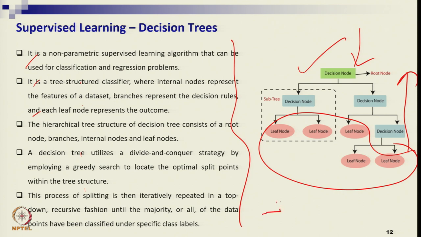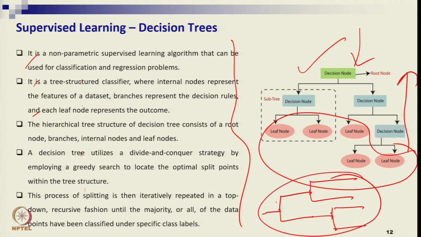People define it this way also. A tree can be defined in this way, or in a vertical manner also. In different books, people use different flows of the tree. But the first point is called the decision node, which is called the root node.